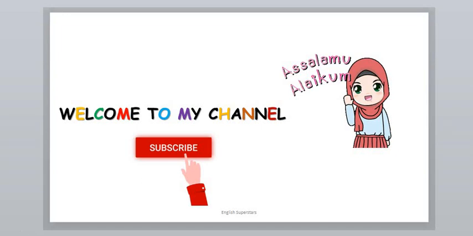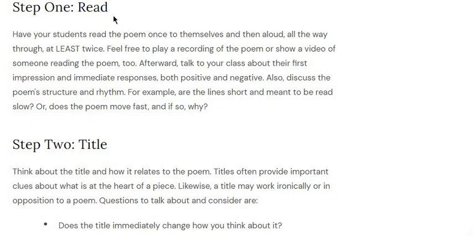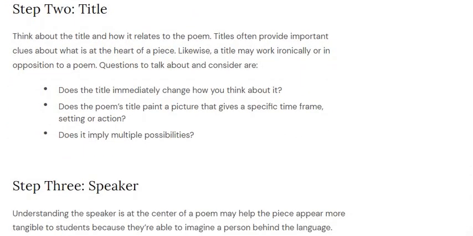So let's begin. Step number 1 in analyzing poetry talks about reading. As a teacher, you should read it first with your students in class aloud. As a student, you should read it in your heart first, go through the vocabulary and then read it aloud. So you need to discuss the poem structure and rhythm as well. For example, are the lines short and meant to be read slow, or does the poem move fast? If so, why?